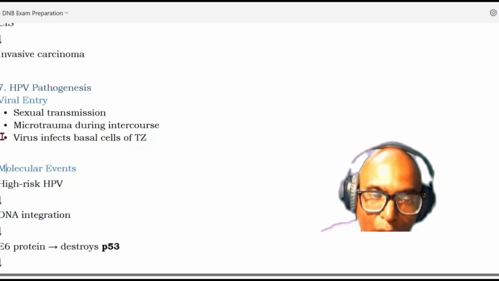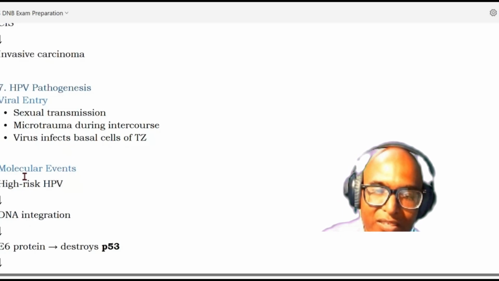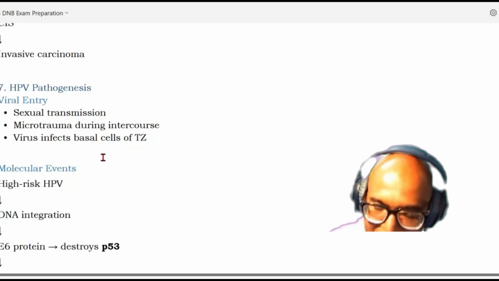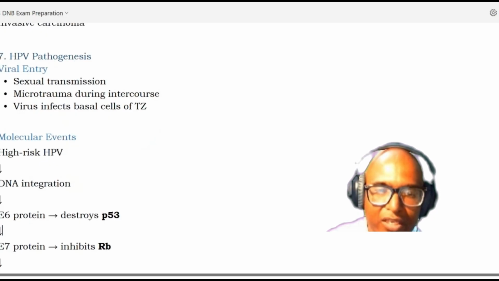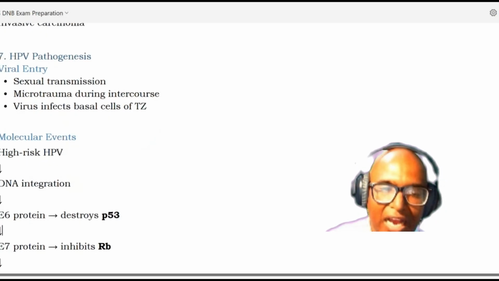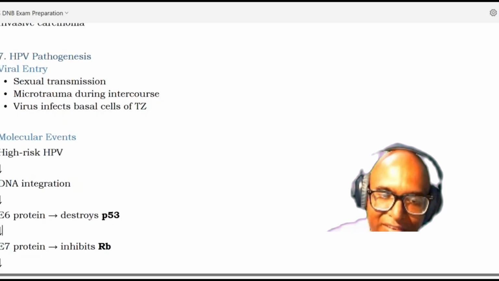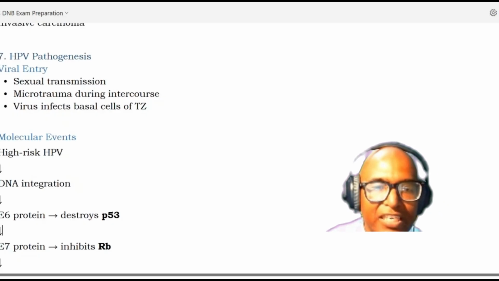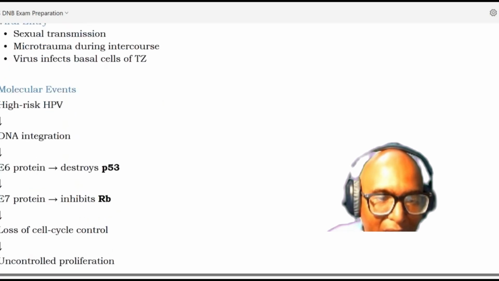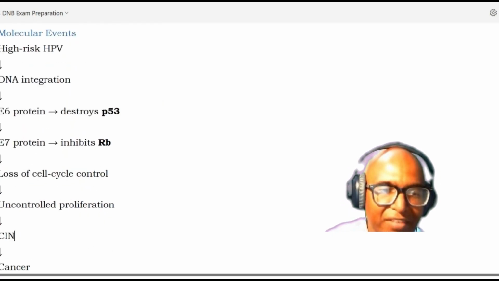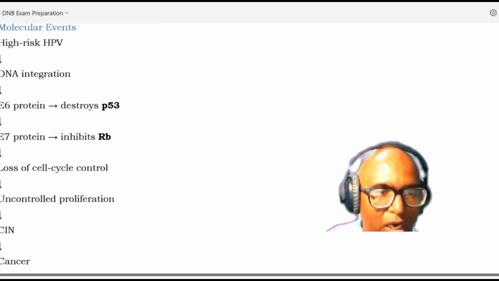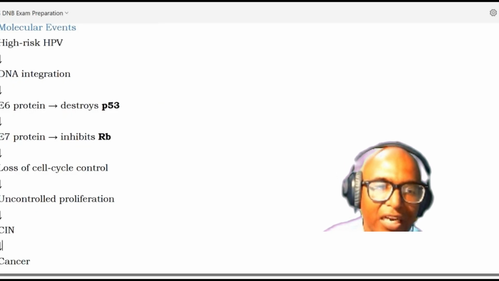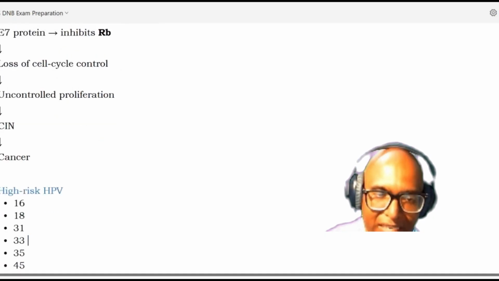And what is the molecular event which happens once there is an infection? The high risk HPV, we know that there are high risk and low risk types, undergoes DNA integration, and there are two villains, E6 and E7 protein. The E6 protein will destroy P53 and the E7 protein will inhibit the RB gene. That will lead to loss of cell cycle control, leading to uncontrolled proliferation, leading to CIN and leading to cancer.